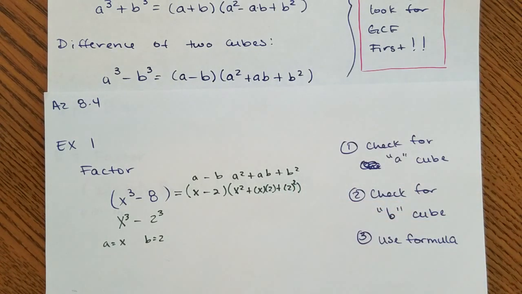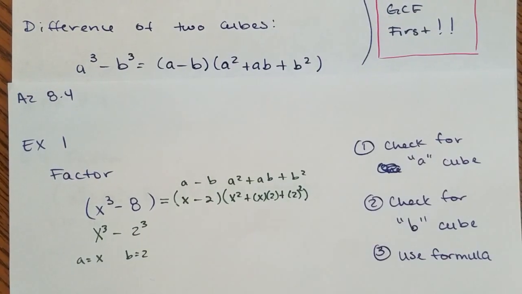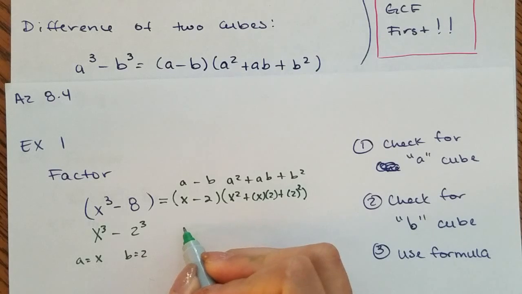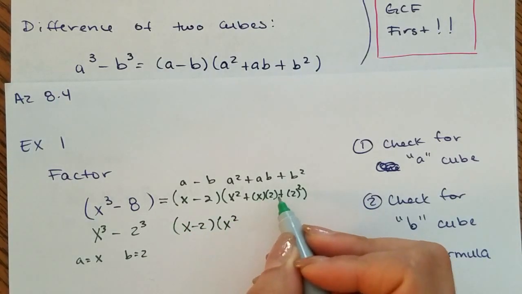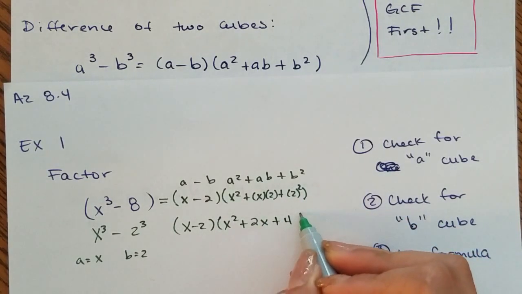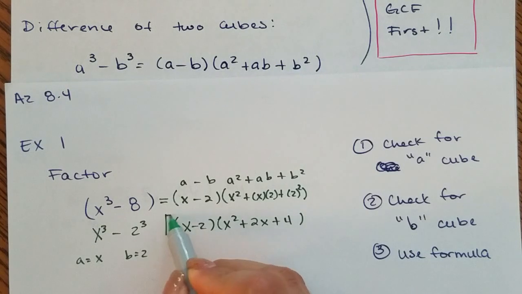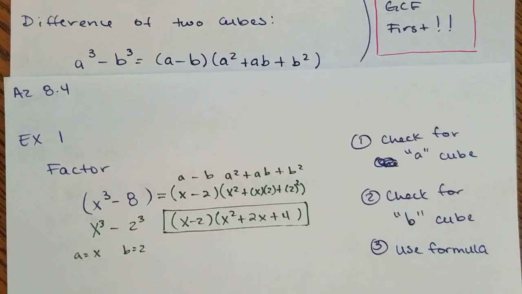Now I'm going to go ahead and simplify them a little bit for you so it makes a little more sense. So the first factor is going to come down, x minus 2. X squared stays x squared. X times 2 is plus 2x, and then 2 squared there is 4. And that's it. That's all you have to do to factor it. So like I said, the hardest part is just identifying what your cube numbers are.